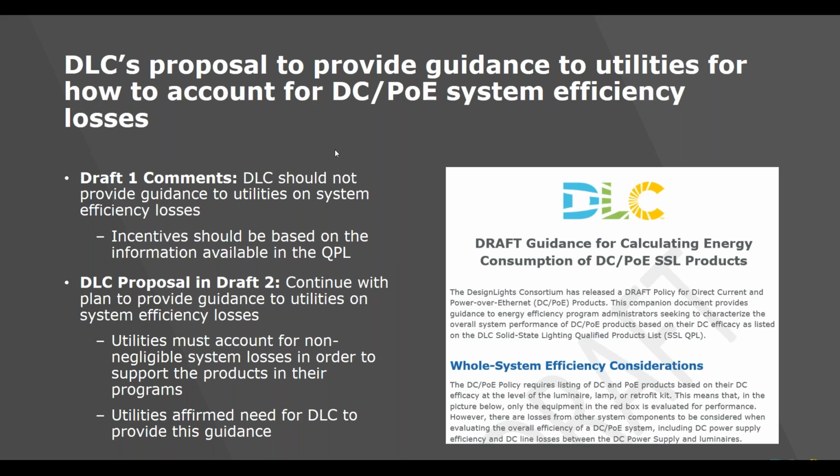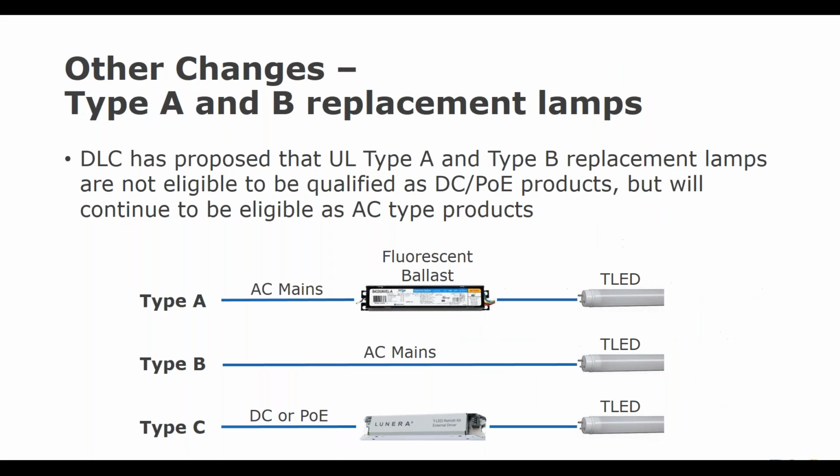We went back to the utilities with us and they affirmed for us that they have to account for these losses if they are going to support these products in their programs. They need to understand the total impact on the building load for all non-negligible losses with these products and systems, and ultimately on the electrical grid. And they are looking for the DLC to provide them some guidance on how to do that in terms of what information they need to look for and what calculations they would perform. So we are still moving forward to prepare that guidance document for them, and you can see a screenshot of it on the right.